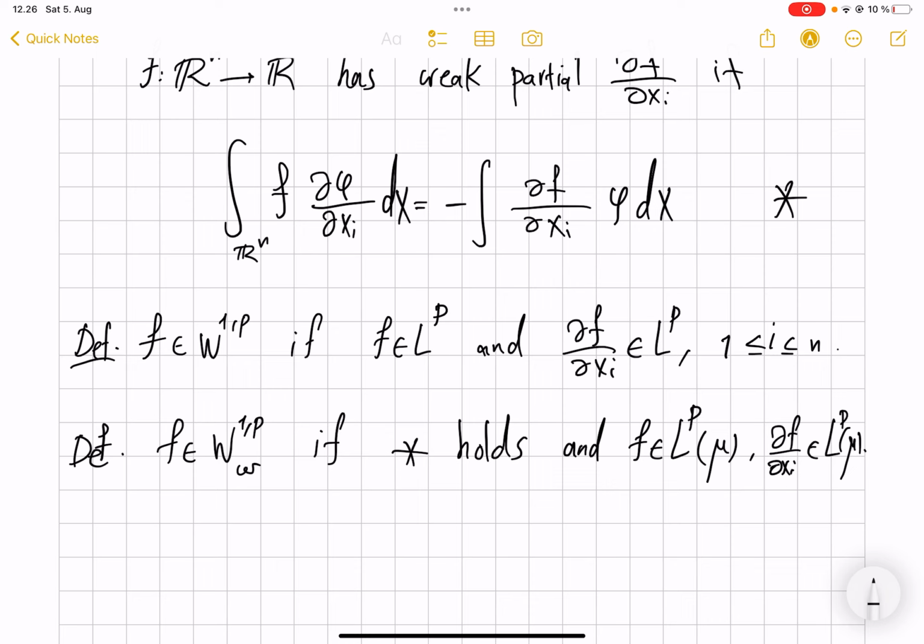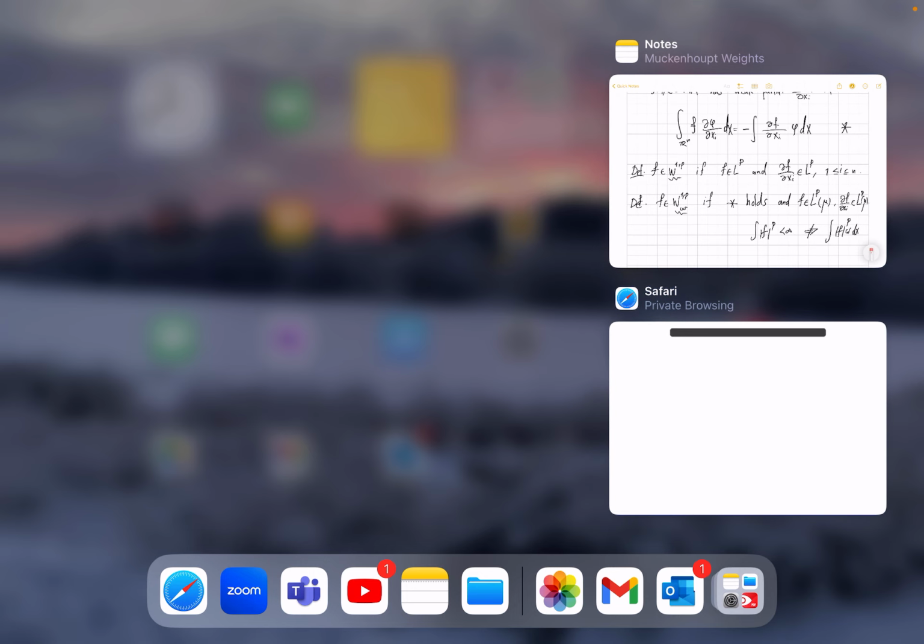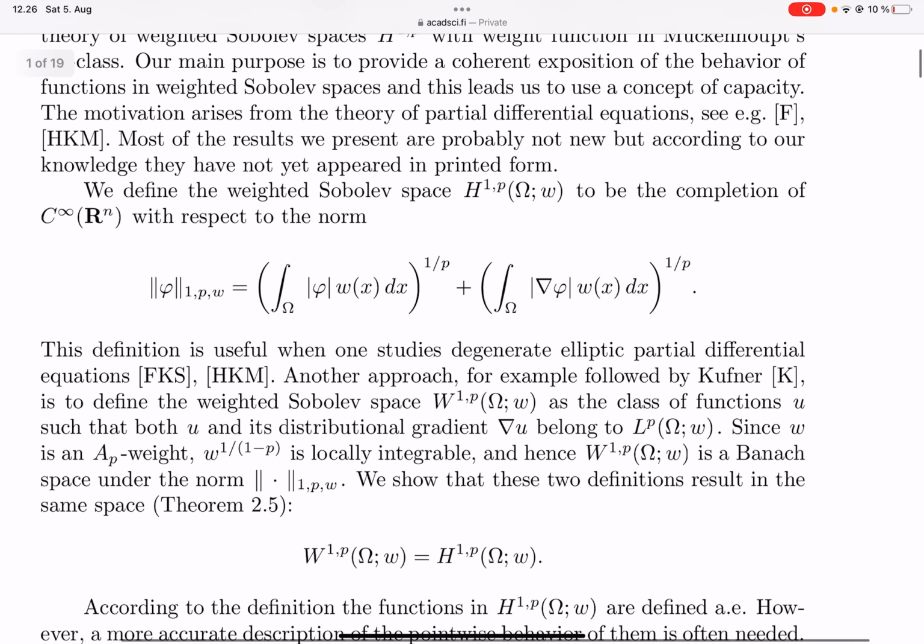So certain functions that are in the usual W^{1,p} may not be in this class. For example, if this is integrable, that does not by any means force this one to be integrable, because this can blow up too much in places where f is also large and ruin the boundedness. Okay, so that's also the second approach to defining Sobolev functions.